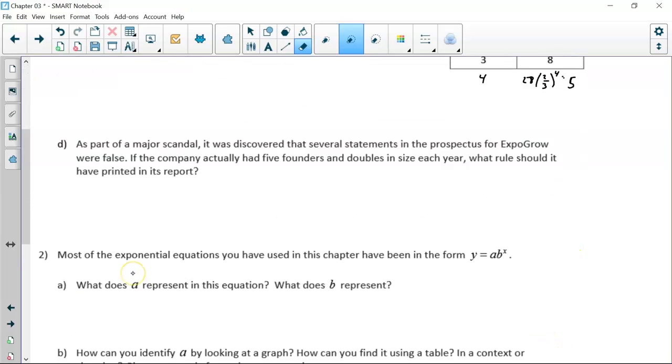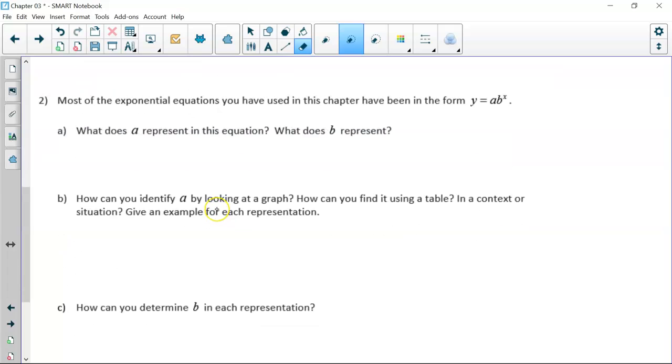Now, as part of a major scandal, it was discovered that several statements from that Expigo in the beginning, they had 5 founders and they doubled each year. So y equals a times b to the x. Now, if they had 5 founders, a, our initial, is 5. And if we're doubling, our multiplier is 2 to the x. That's what the equation would look like.